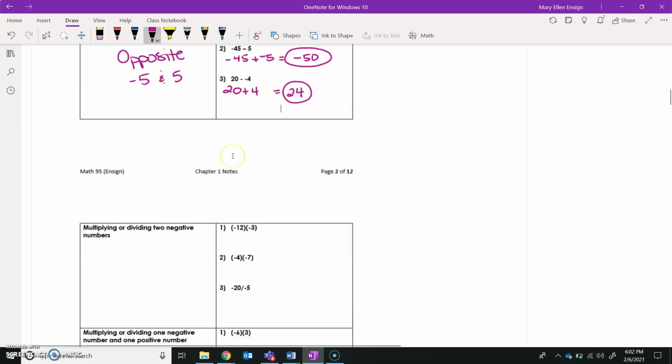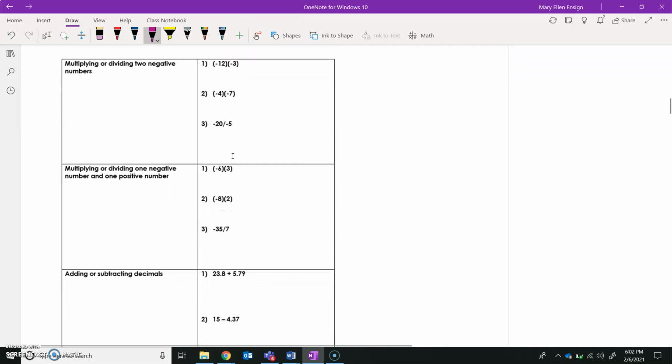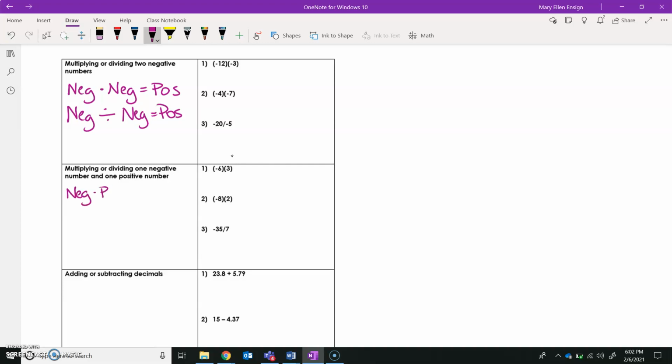And again, when you're in class, any of these that you have questions on, we can definitely go over. So, multiplying and dividing two negative numbers or one negative and one positive. Here is where a negative times a negative will equal a positive, or a negative divided by a negative equals a positive. And when we have one negative and one positive, if I have a negative times a positive, that's going to be a negative in either direction, no matter which one is positive and which one is negative, which one is first or second.